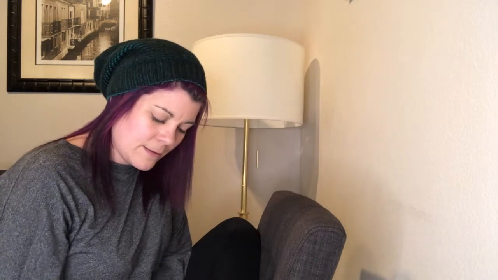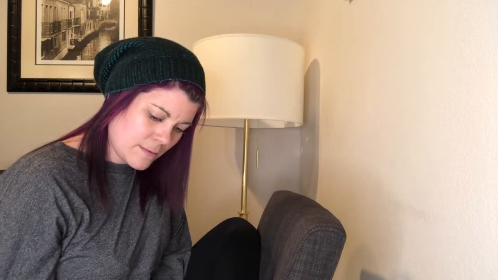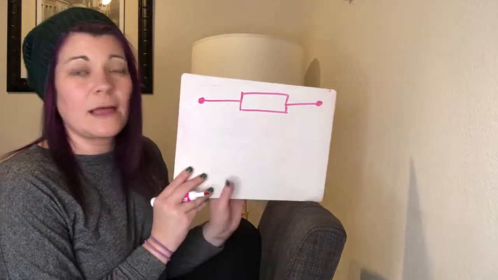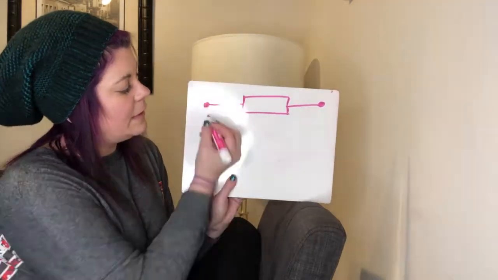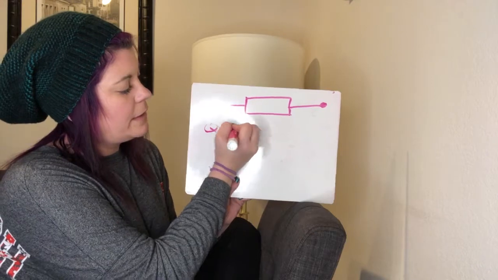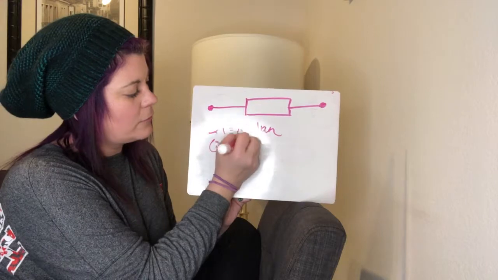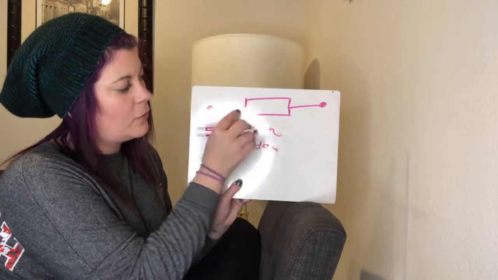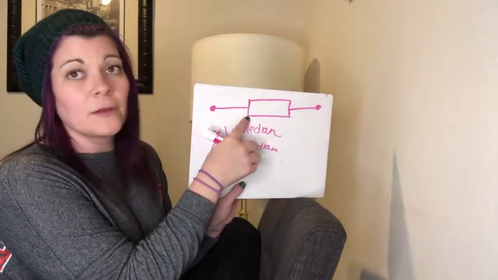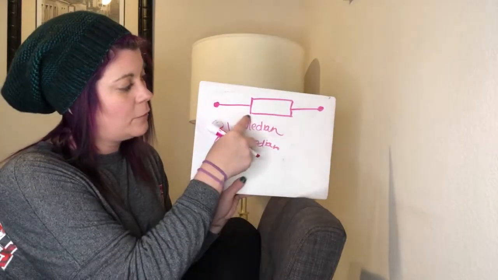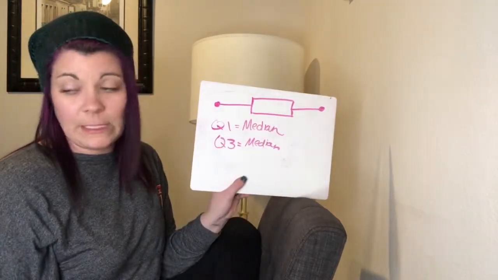If I have a box that looks like this, and it doesn't have a line in the middle of it, this means that either the Q1 equals the median, or the Q3 equals the median, depending. So either this line is also the median, or this line is also the median. So either Q1 equals the median or Q3 equals the median.